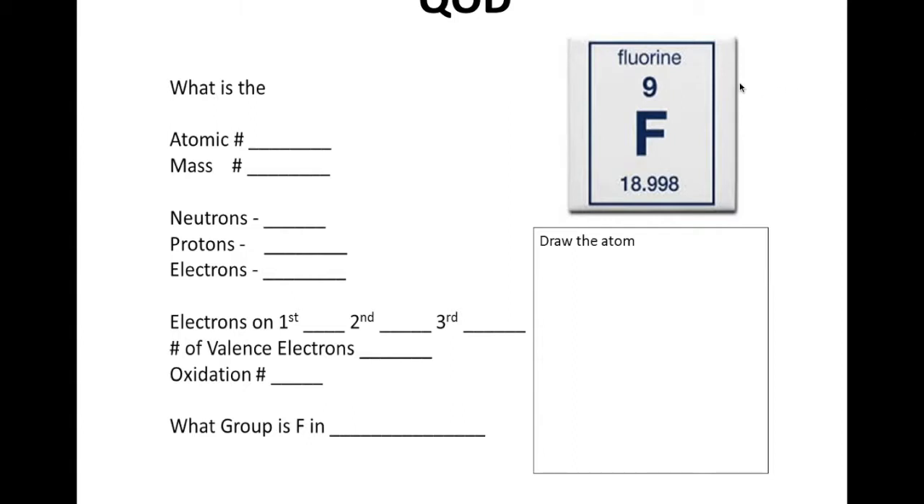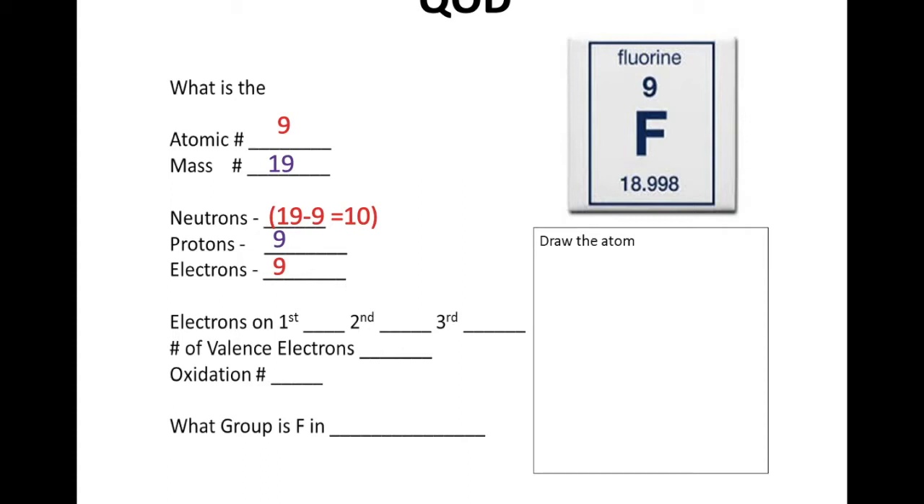Your atomic number for fluorine is 9. The atomic mass is 18.99. We're going to round that mass number to 19. To find the number of neutrons, we take the mass number, and we're going to subtract the number of protons, because that's how many particles are in the nucleus. So when we do 19 minus 9, we get that there's 10 neutrons. We know that the number of protons and the number of electrons is always the same as the atomic number.